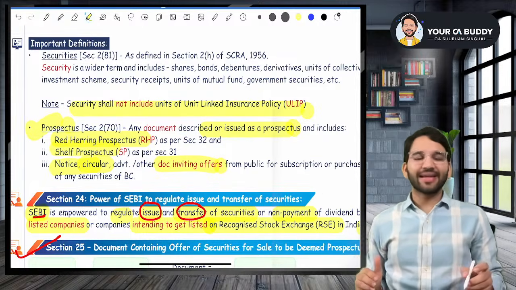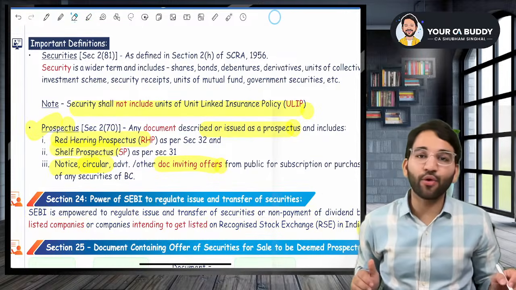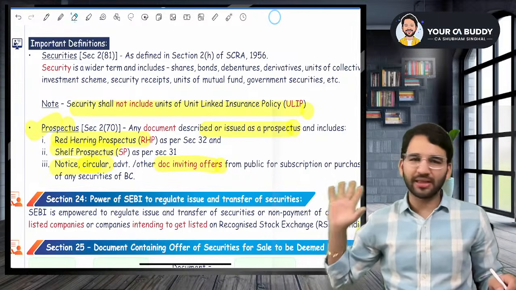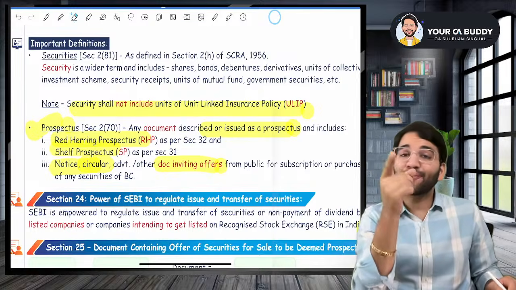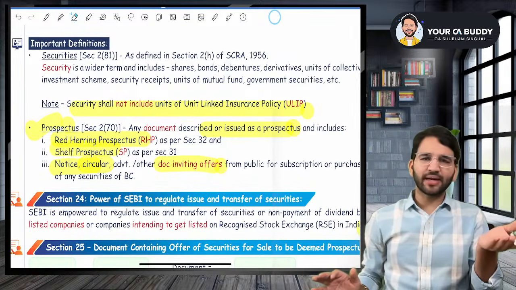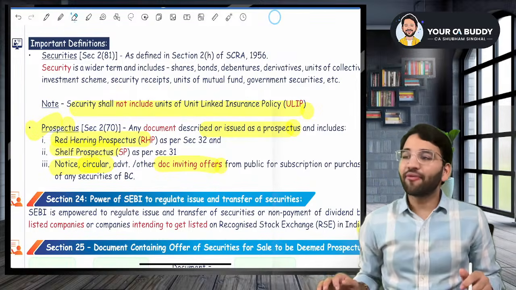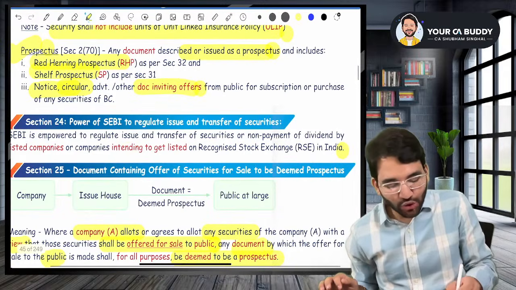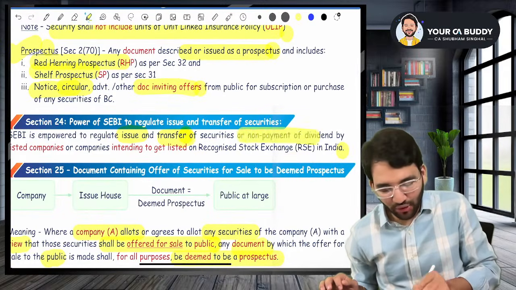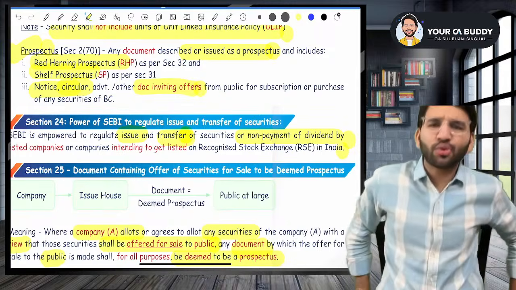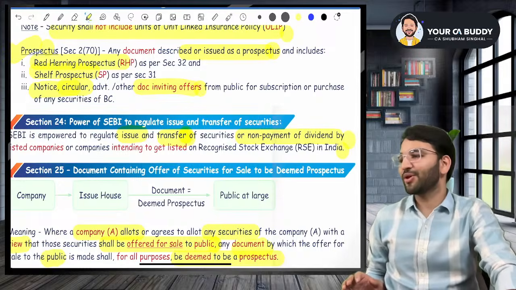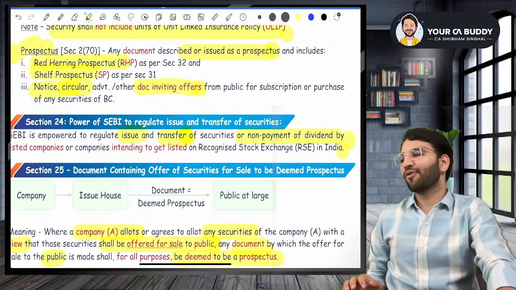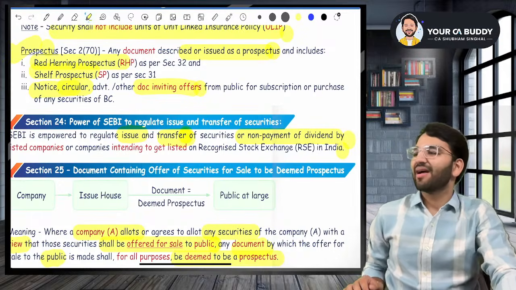After this, guys, coming to the next section, which is section number 24. Section number 24 is a very simple thing. It says that if you are a listed company, or in the process of listing, then for laws relating to issue of securities, transfer of securities, or non-payment of dividend, you will have to go and follow SEBI. Are you with me?